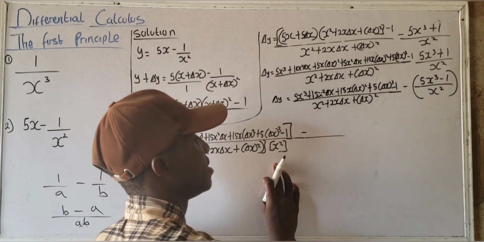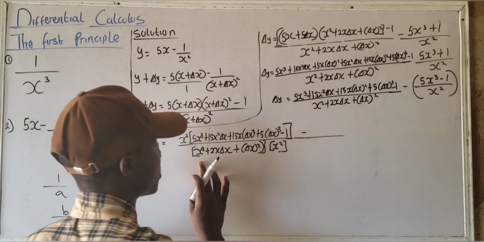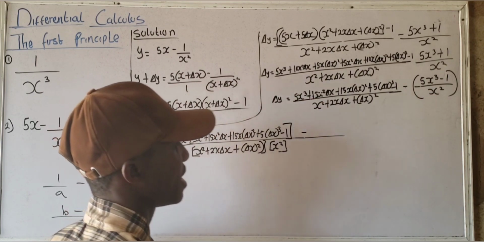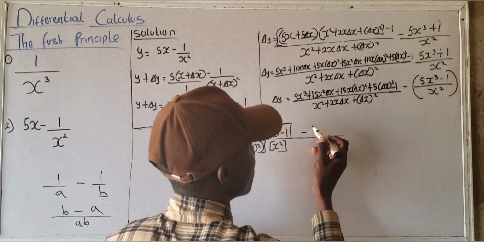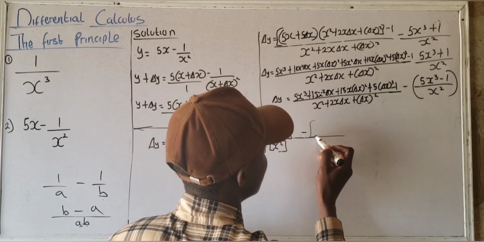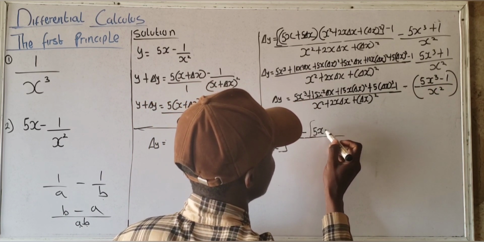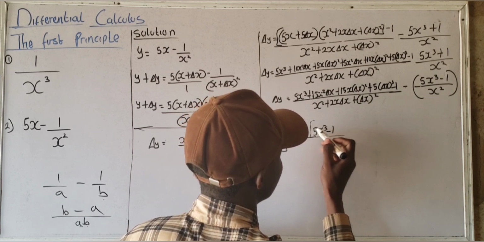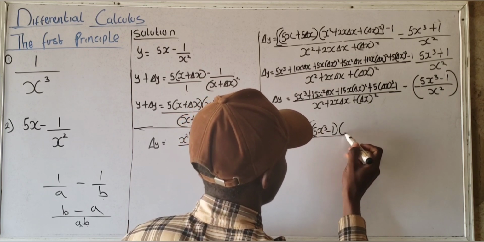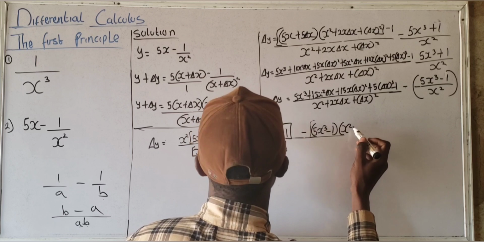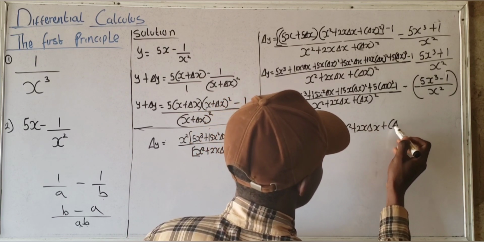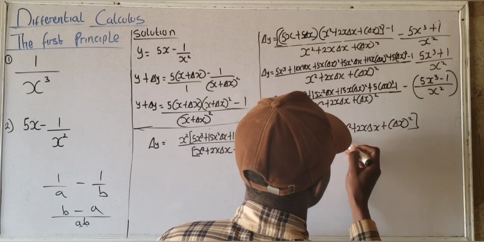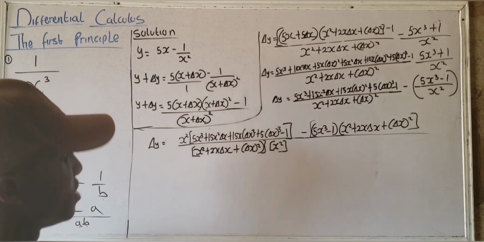Now all this divided by this, I'm left with what? X squared plus 2x delta x plus delta x squared. All this multiplied by the denominator, I'm going to have, open the bracket, 5x raised to the power of 3 minus 1 multiplied by x squared plus 2x delta x plus delta x raised to the power of 2. Okay, so now let us proceed.